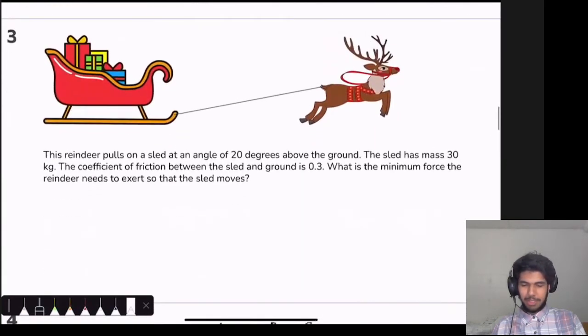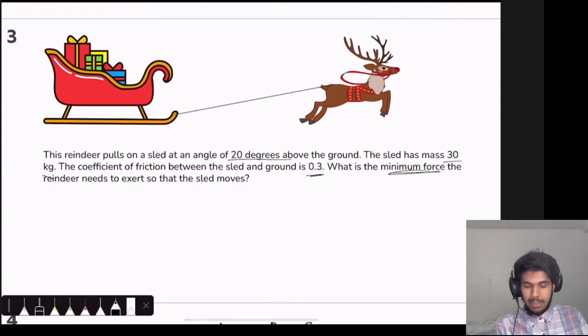Let's move on to question 3, and we got a really nice graphic for this one. It's not quite December yet for the holiday season, but it's close enough. So we have a reindeer pulling on a sled at an angle of 20 degrees above the ground, okay? The sled has a mass of 30 kilograms, that seems important. Coefficient of friction between the sled and ground is 0.3. What is the minimum force the reindeer needs to exert so that the sled moves?